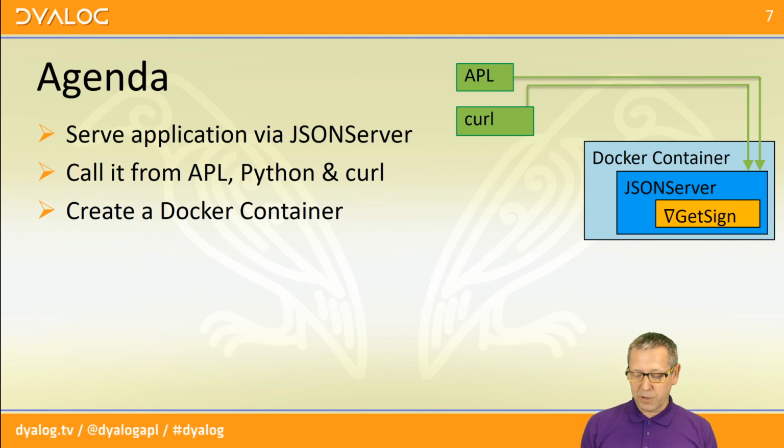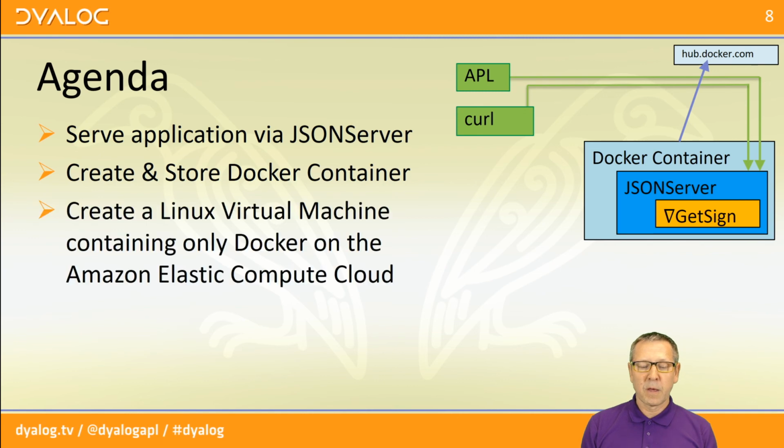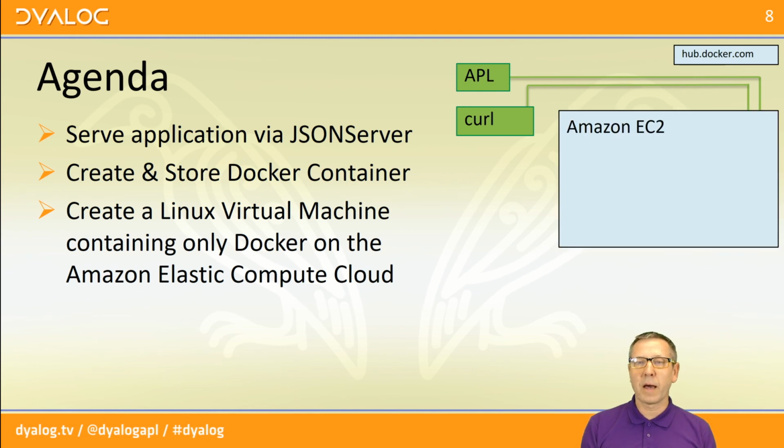Once we've created the Docker container, we're going to, of course, test it under Linux, and when we're happy that it's working, we're going to store it in something called Docker Hub, which is an online repository for these Docker images. So we're going to push it up there, and the reason we want to do that is we could then easily pull it down to another machine, so we can have this thing running on all sorts of different machines easily. And the last thing we're going to do then is to create a Linux virtual machine out on Amazon in their Elastic Compute Cloud.